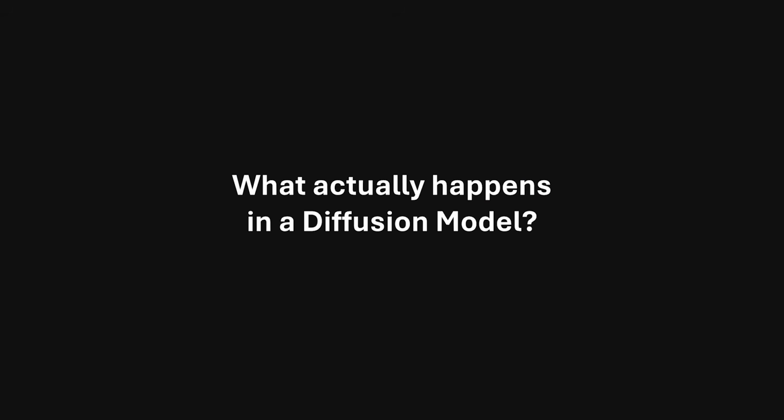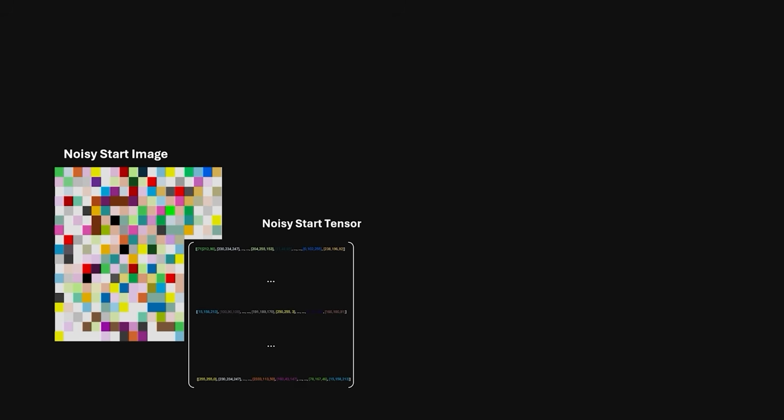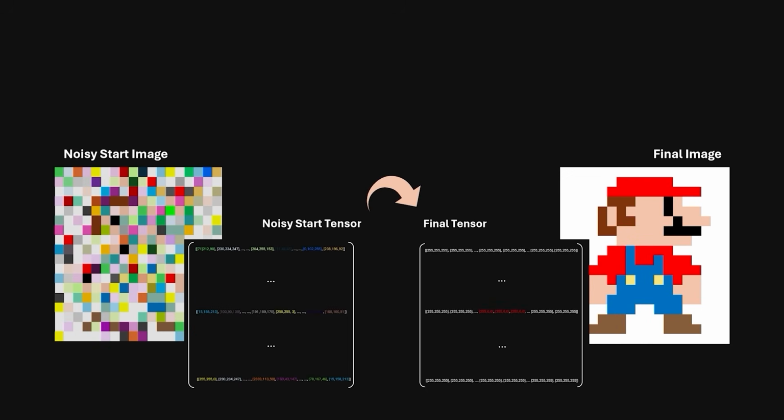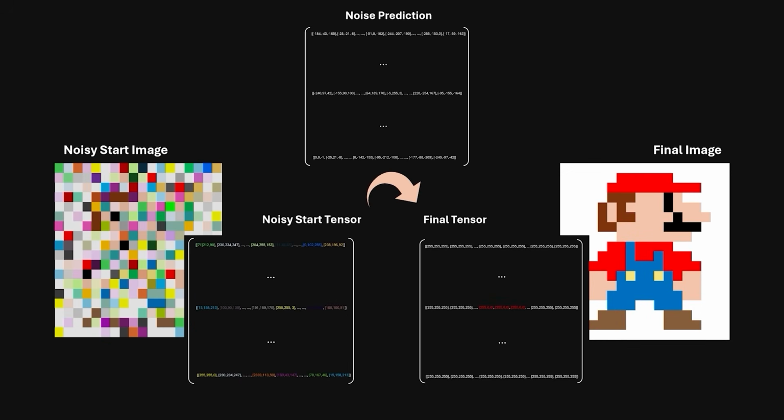So what actually happens in a diffusion model? How does the model go from the random noise image and its corresponding tensor to the final tensor containing the information of the Mario image? It does this by predicting the noise difference between the starter tensor and the final desired output tensor, and subtracts that difference from the starting tensor.